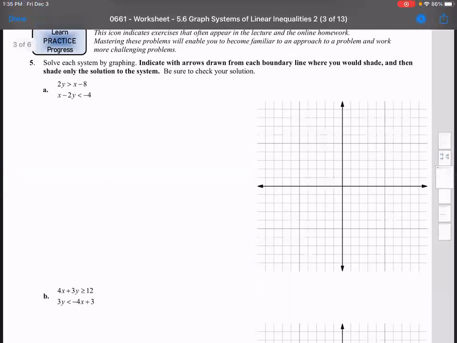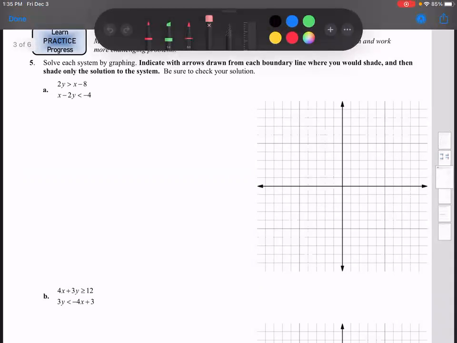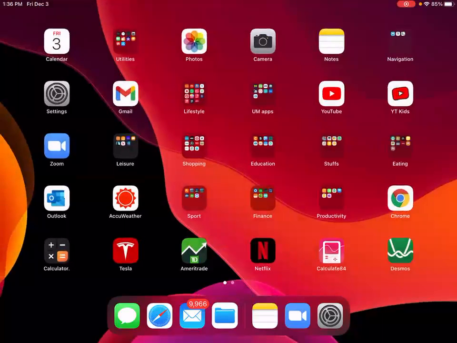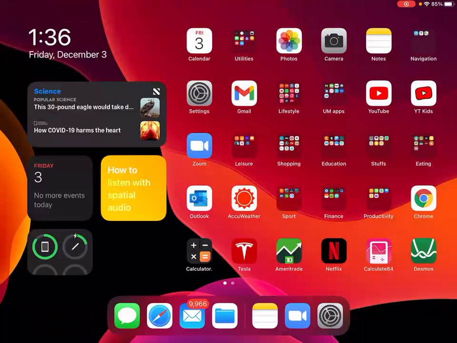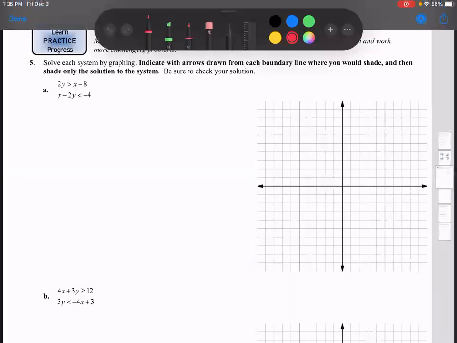Number 5 on the worksheet, 5A. Imagine I want to solve this system of inequalities. Let me connect my Apple Pencil, it does have some battery. If I was you, I'm going to change these into slope-intercept form.